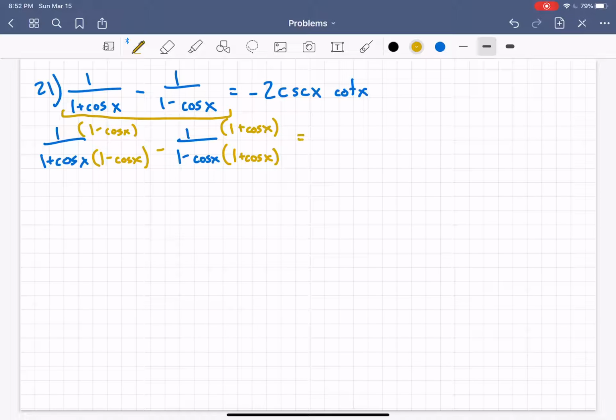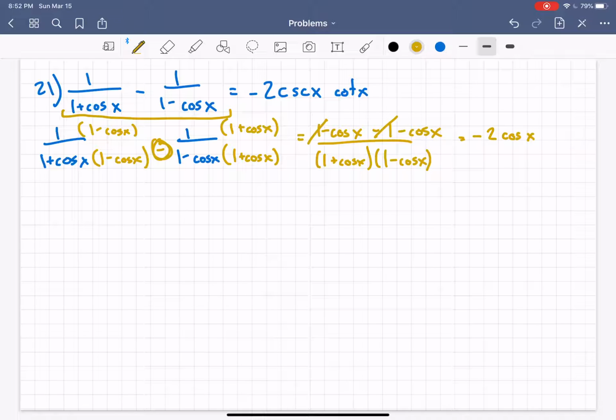So now we have these two fractions. We know that the denominator is going to be the same. So that's going to be 1 plus cosine x, 1 minus cosine x. But then on the top, we get 1 minus cosine x minus 1 minus cosine x. So these ones add up to 0, but then we're left with negative 2 cosine x, and then we have all this other stuff on the bottom of a fraction.